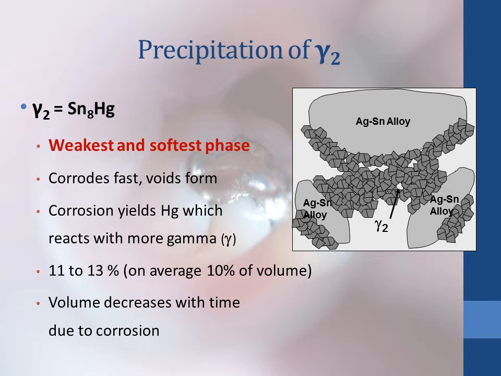So it's called the weakest and softest phase because firstly the mechanical properties are very poor. It has low strength and hardness. The corrosion resistance is low, and it has high creep. So these are the phases that form in low copper.